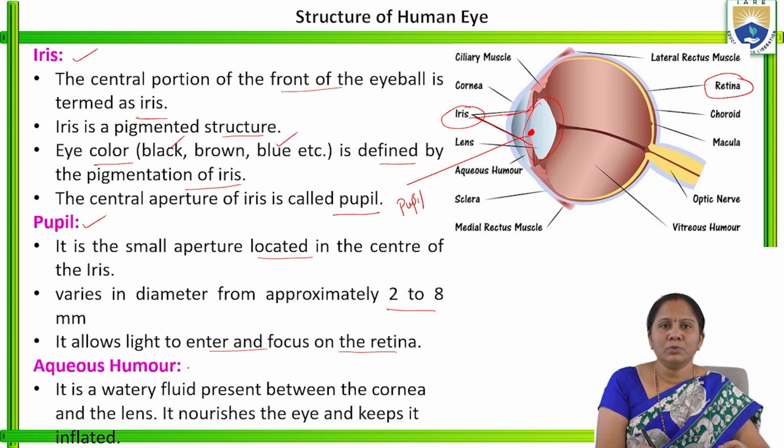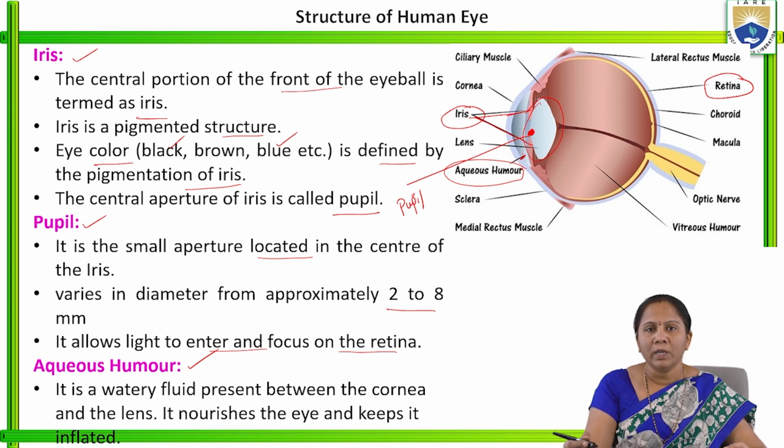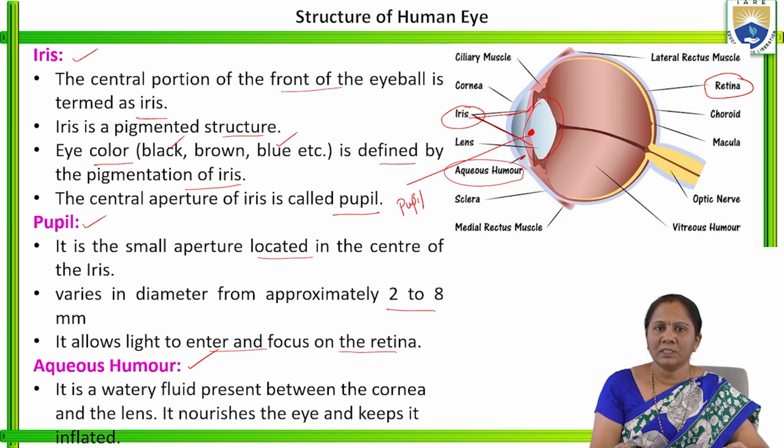And coming to the next part, aqueous humor. So here we can see this is aqueous humor. So this aqueous humor will be present here. Okay. So based on this cross section of the human eye, this aqueous humor is a watery like substance.